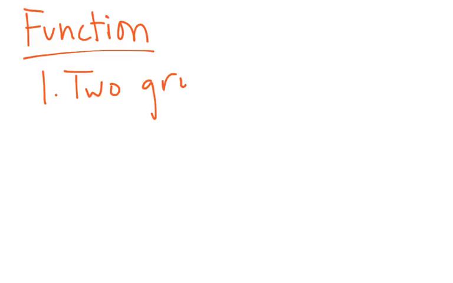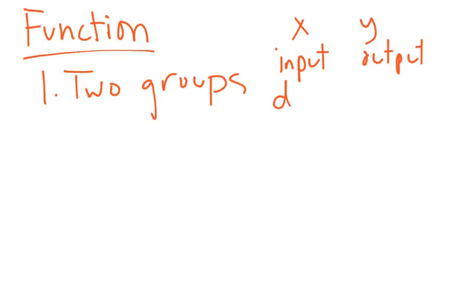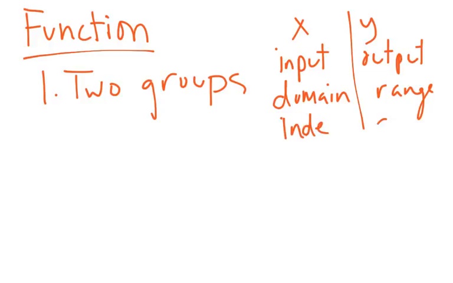So in order to be a function, the first thing you need to worry about is, are there two groups? And for those two groups, we usually call the x or the y the input or the output, the domain, and the range. We also do dependent and independent variables as well. So this would be independent, and this would be dependent. That's kind of the way we think about them. Now that's the first rule.